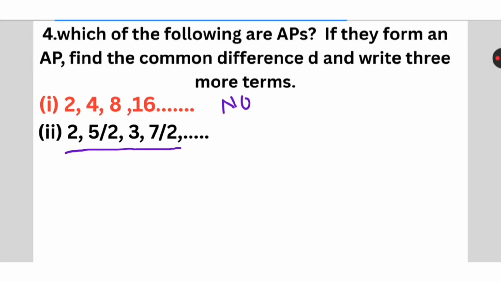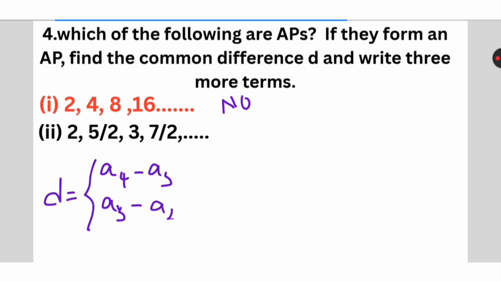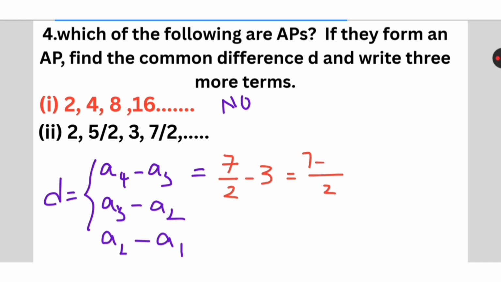So first check, does it form an AP or not? For that, what you have to do is simply do A4 minus A3, A3 minus A2, and A2 minus A1, which are the common differences. What is the fourth term, which is 7 over 2, minus the third term, which is 3. If you take LCM 2 here, 7 minus 6 gives 1 by 2. Here the difference is 1 by 2.